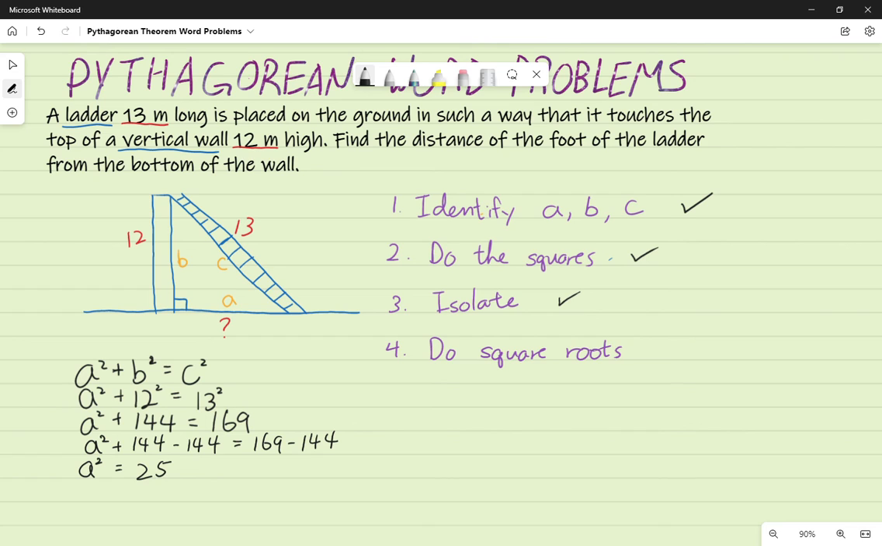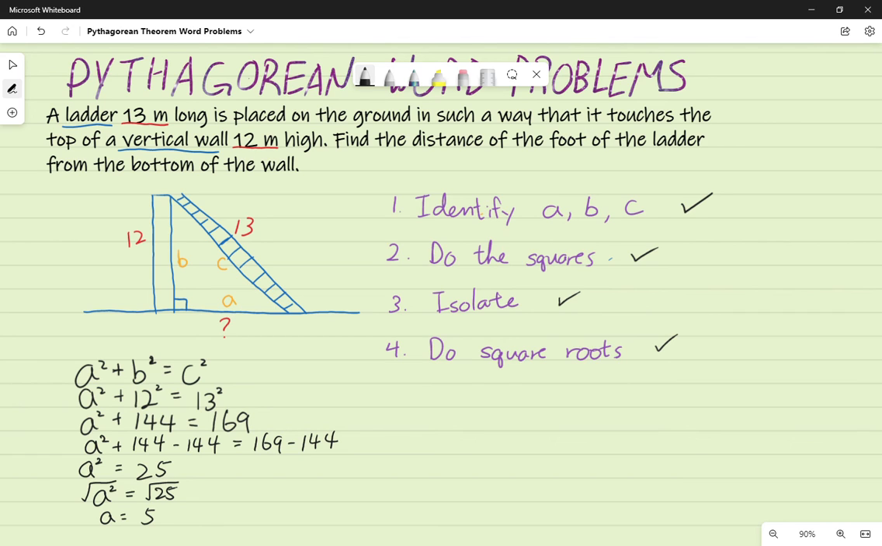Now time to do the square roots. So I take the square root of everything. By that, I don't mean one big square root with everything in it. I mean I take every single number that I have and letter that I have, and I square root them. So if I square root a squared, it's a. If I square root 25, at this point, you should also know how to do square roots in your calculator. And if you square root 25, you get 5. And that is it. I've done my square root.